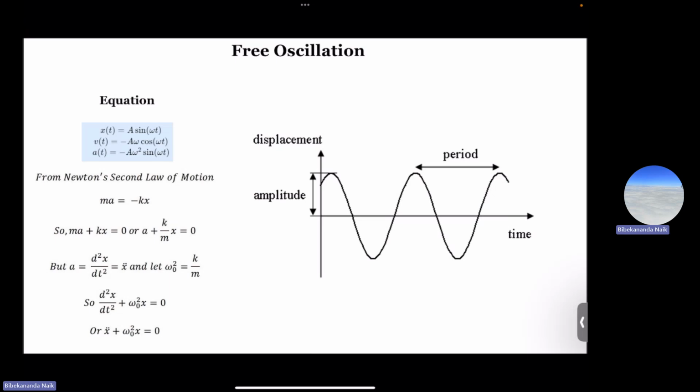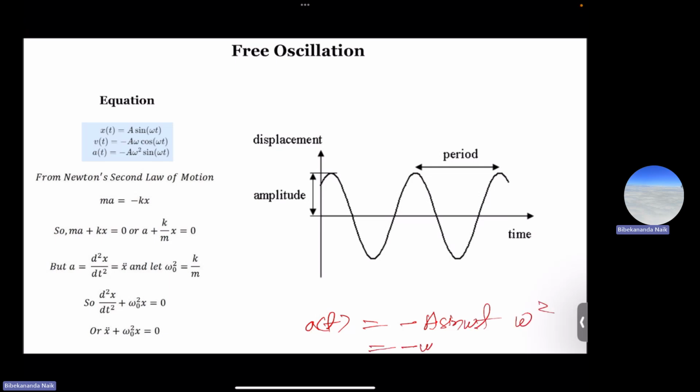So let's talk about a few equations related to free oscillation. In case of free oscillation, this is the expression: the position, which is a function of time, is x = A sin omega t, and the acceleration is minus A omega squared sin omega t. So you can say a(t) equals minus A sin omega t times omega squared.